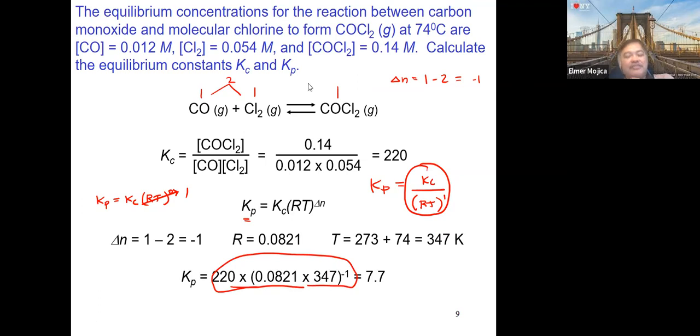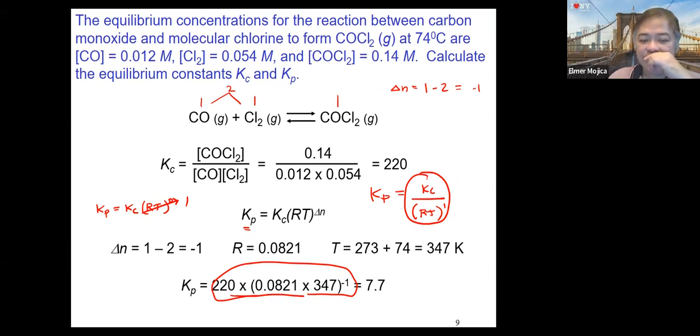R is the gas constant. There are two common values of R. One is used for energy calculations, which is 8.314, and one for non-energy calculations, which is 0.0821 liter atmosphere per K mole. Although I don't think you'll need to calculate R in the exam, R is a gas constant.